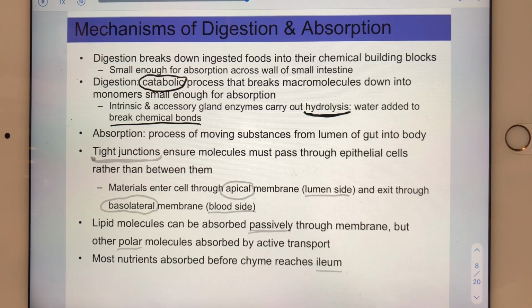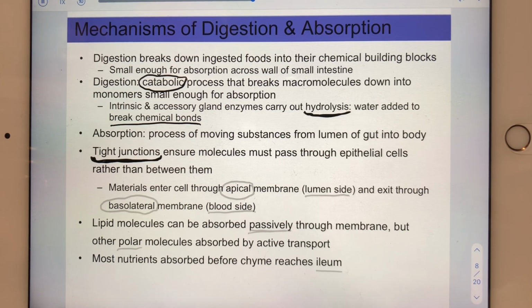Absorption, we already know, is the movement of nutrient monomers and small nutrients from the lumen of the alimentary canal into the circulatory system. Tight junctions are numerous along the alimentary canal, and they prevent the entry of pathogens that would otherwise access our circulatory system, but they also ensure that molecules have to pass through mucosa rather than in between the cells comprising mucosa. So pass through epithelial cells rather than squeak in between epithelial cells.